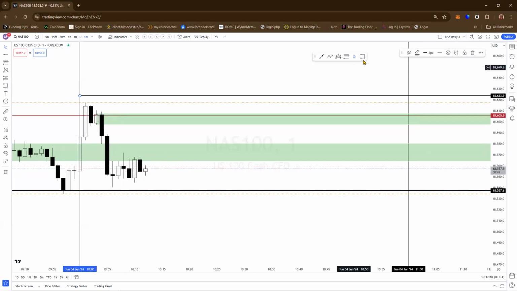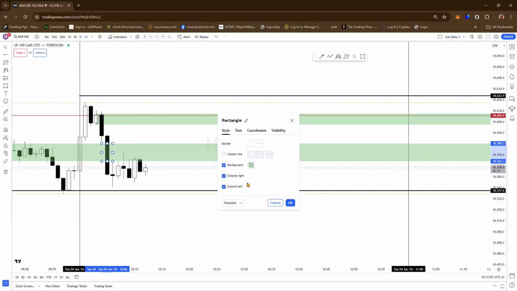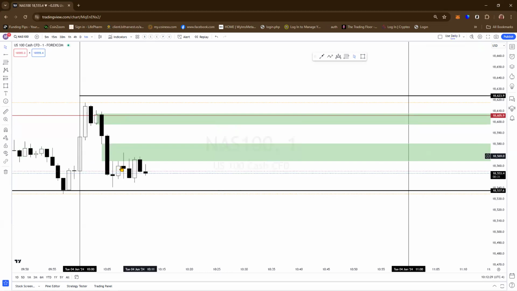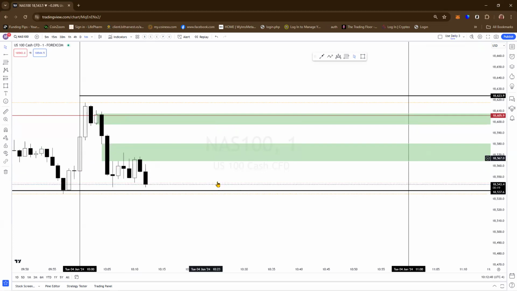Okay, so let's see. Let's do this. Send it to the right. As you can see, it's actually bouncing off it more than once. So 1, 2, 3, 4, 5. And now we got a nice push going lower.